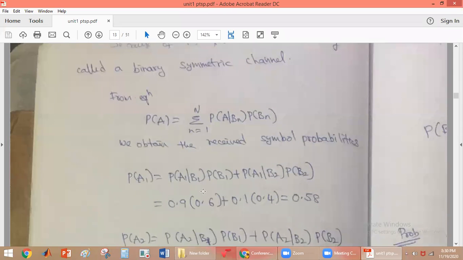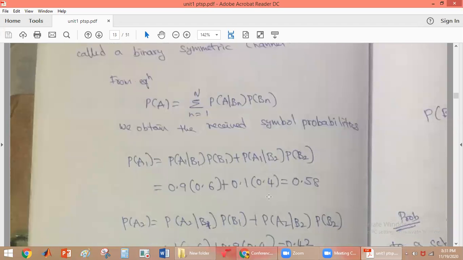Now we find the probability of A1. So in the place of A, substitute A1. Now expand this equation for n equal to 1 to 2. What you get is probability of A1 given B1 times probability of B1, plus probability of A1 given B2 times probability of B2. Probability of A1 given B1 is given in the problem, it is 0.9. Probability of B1 is also given as 0.6. Probability of A1 given B2 is given as 0.1. Probability of B2 is given as 0.4. Substitute that and find the probability of A1. Probability of A1 we got as 0.58.